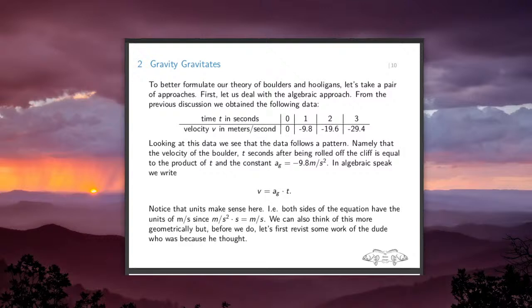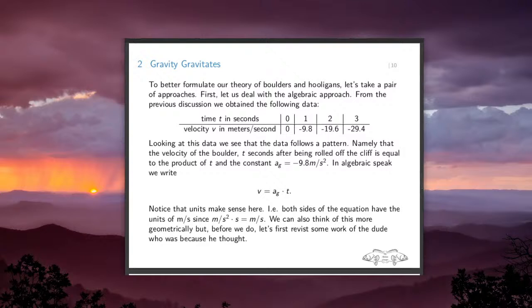Here's a little table of data that we accumulated from our discussion on the last slide. We have the time in seconds since the boulder was pushed off the cliff on the top bar there. And then the second row is the velocity in meters per second, t seconds after the boulder has been pushed off. So just like we saw before, it's the instant it leaves the cliff, 0 seconds after it's pushed off the cliff, it's going 0 meters per second. 1 second later, it's accelerated to negative 9.8 meters per second, and so on and so on.